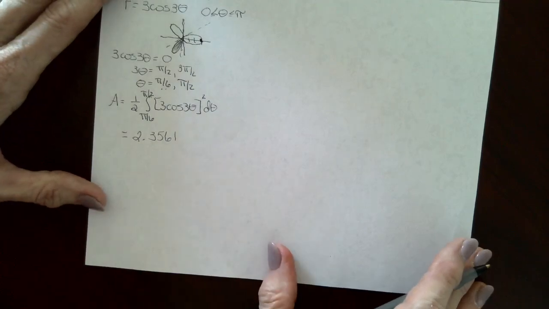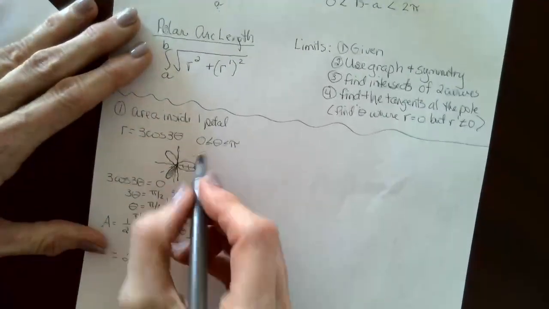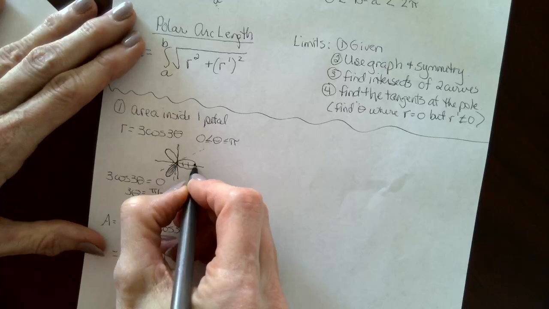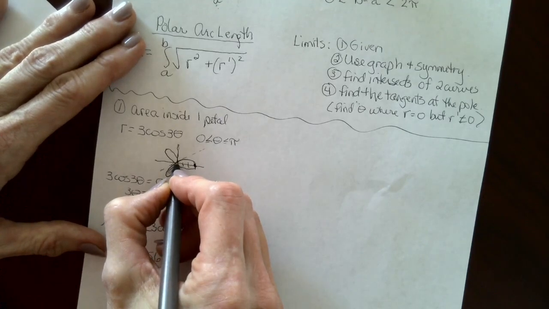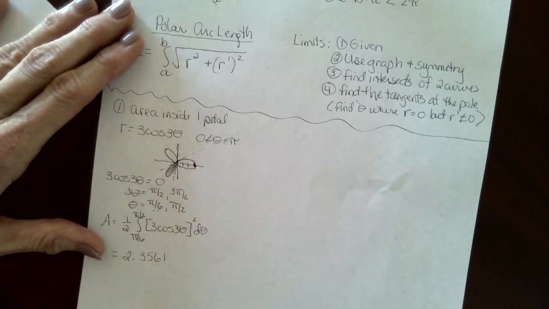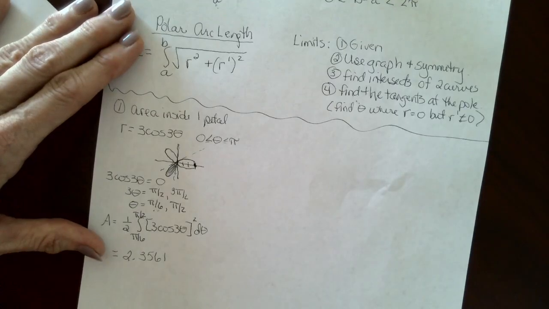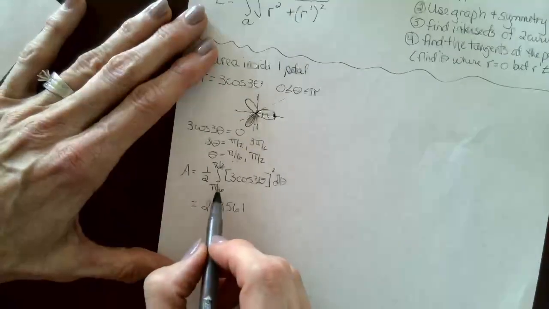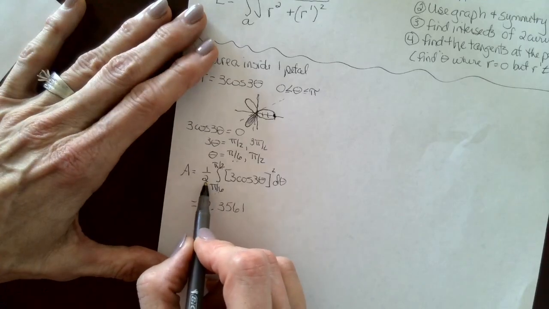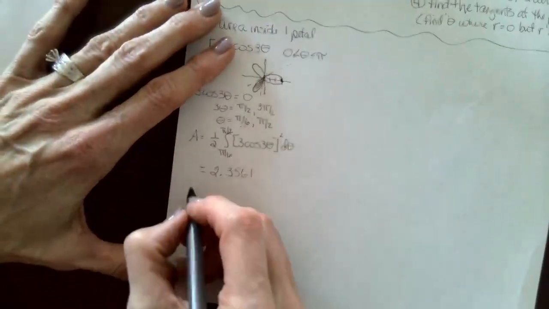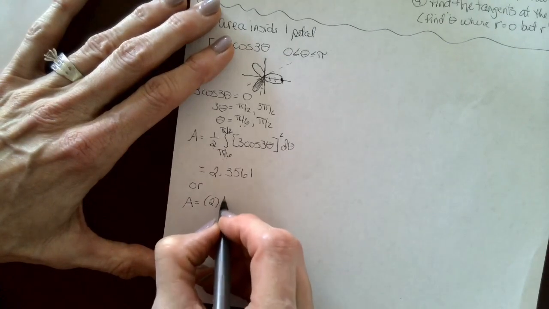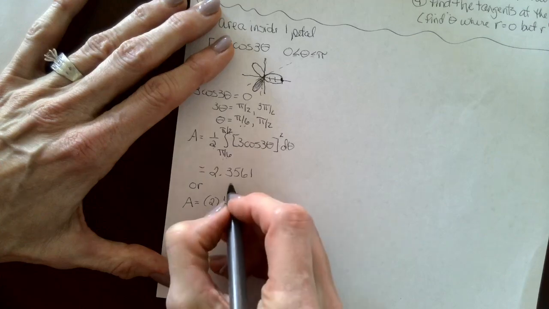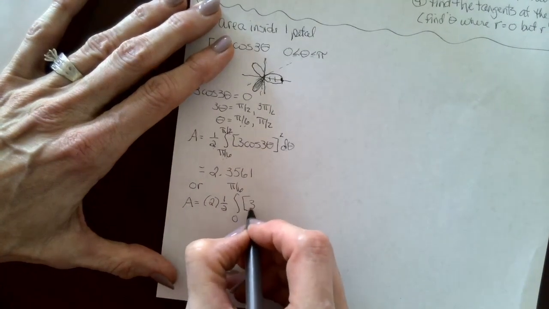I know that at 0 I'm right here. Are you with me? And if I go from 0 to pi over 6, I've drawn the top half of that petal. If I integrate from 0 to pi over 6, I've got half a petal, yes? Well, could I just put those as my limits and double this? Let's try it. Write that down. Area is equal to 2 times 1/2, the integral from 0 to pi over 6 of this r squared.